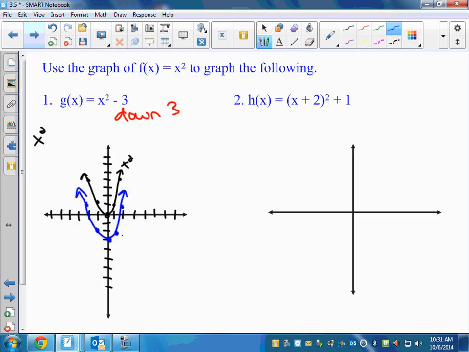The graph of x squared minus 3. So I basically took this graph and I just moved it down 3 units. If that doesn't make any sense to you, then you just have to make a correction.